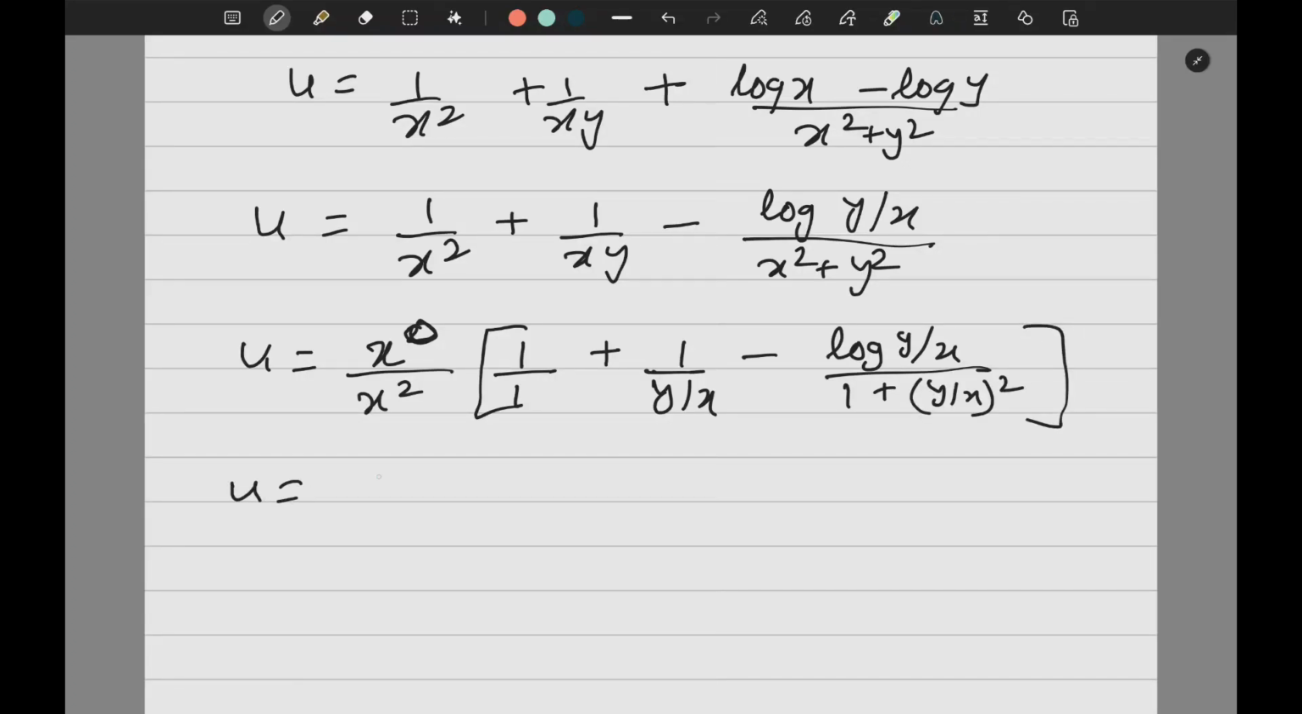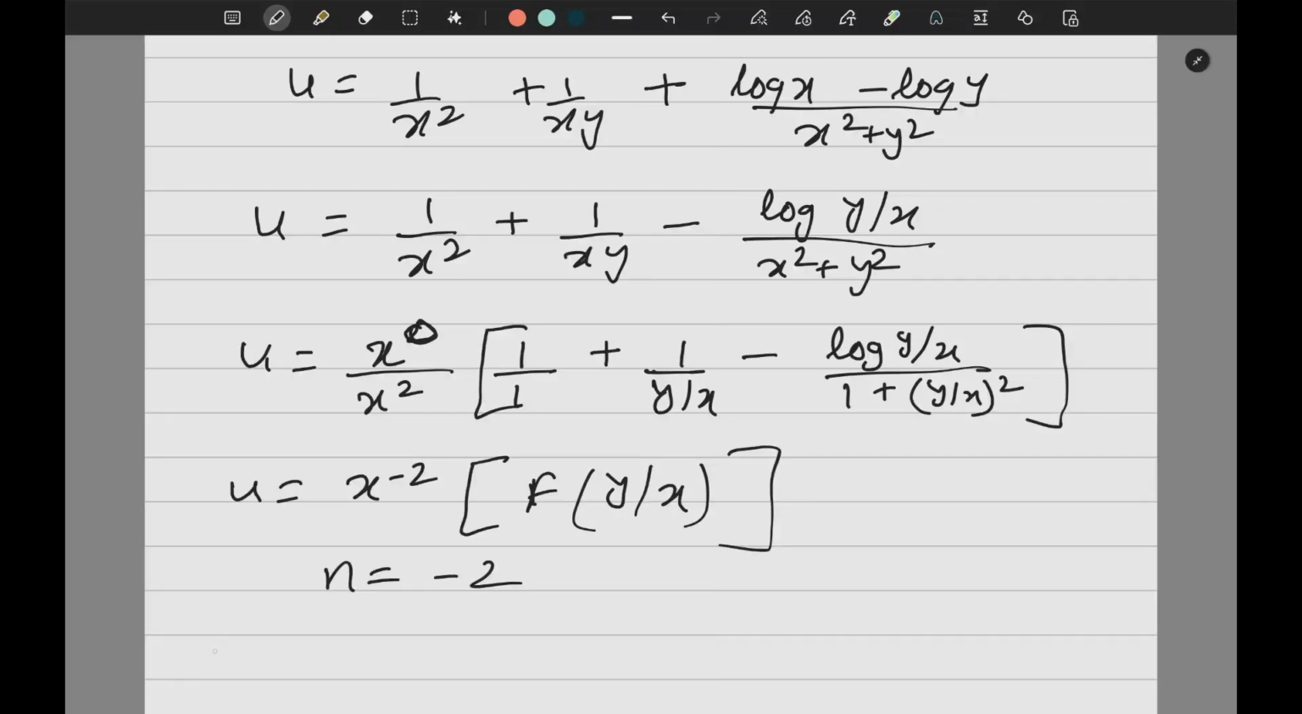Right? So u is equal to x to the power minus 2 times a function of y by x. See, everywhere it is y by x only, so I can write it like this. So n is equal to minus 2. So what is the answer?